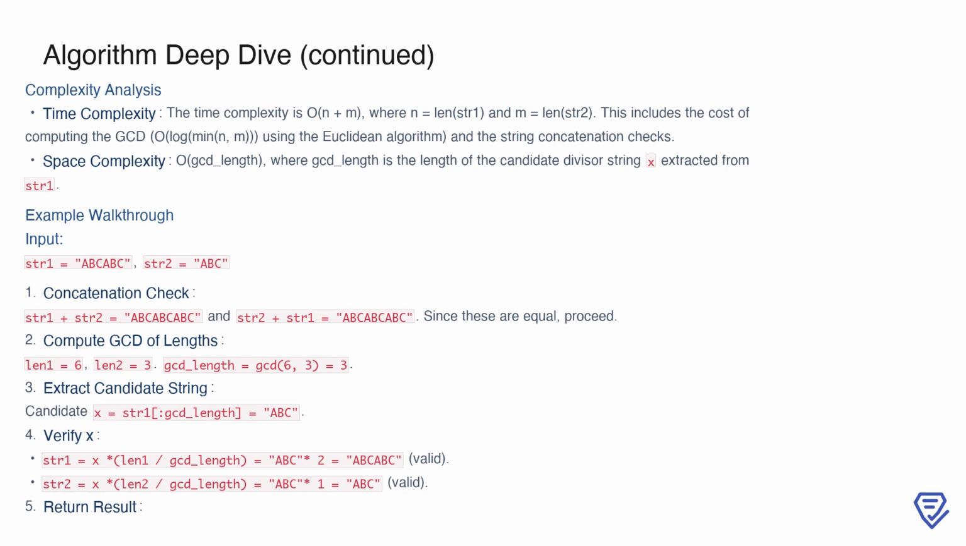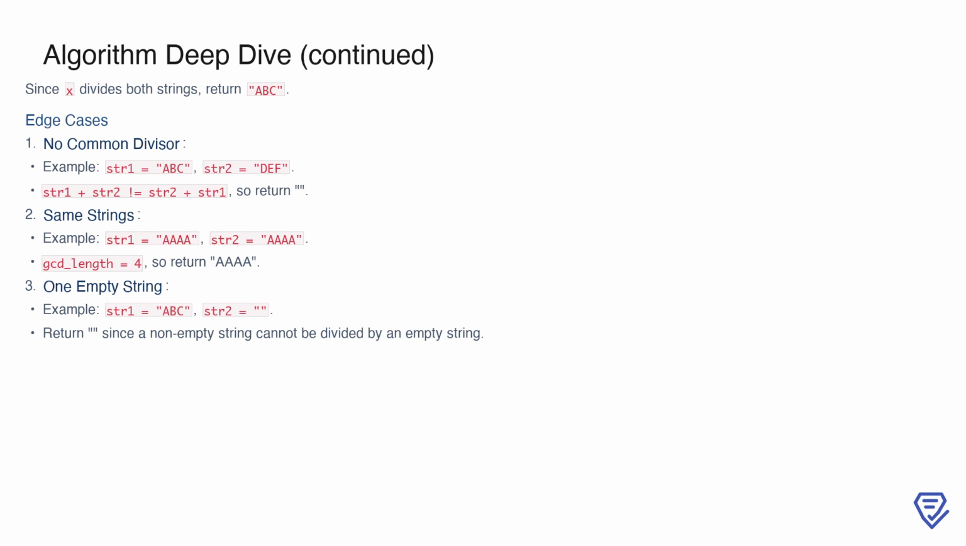Since both conditions are satisfied, the result is ABC. In this case, the string ABC is returned as the greatest common divisor because it divides both strings perfectly. Now, let's consider some edge cases.